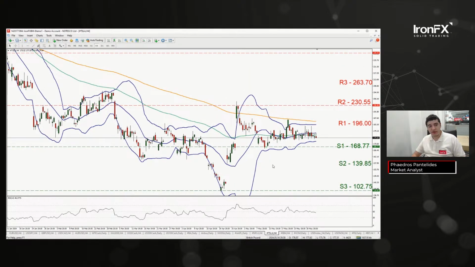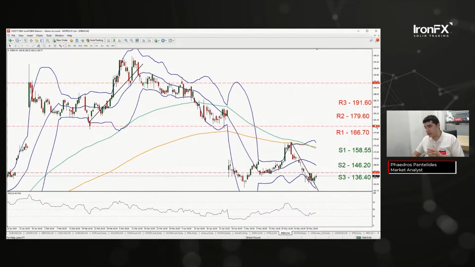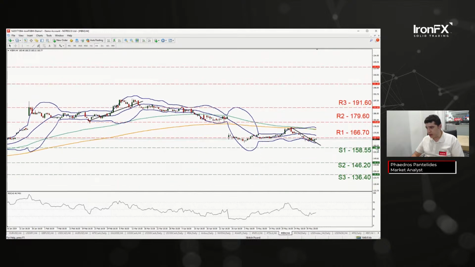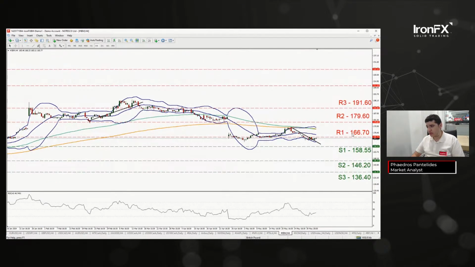Tesla still moving relatively sideways, nothing major occurring for the company. IBM has dipped below, well, it's actually below our resistance level at 166.70. It has broken above our downwards moving trend line.